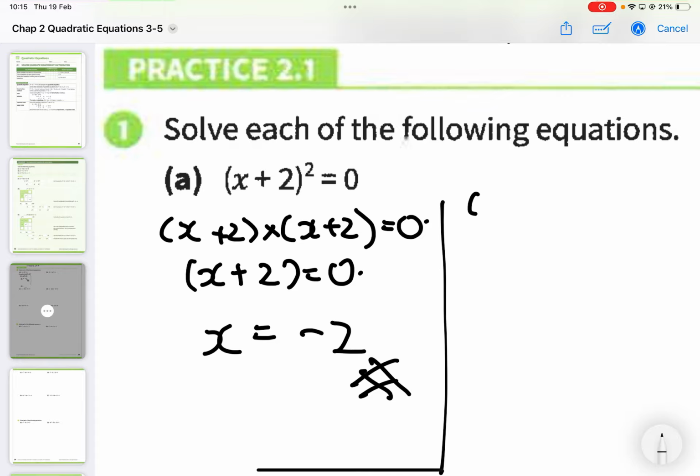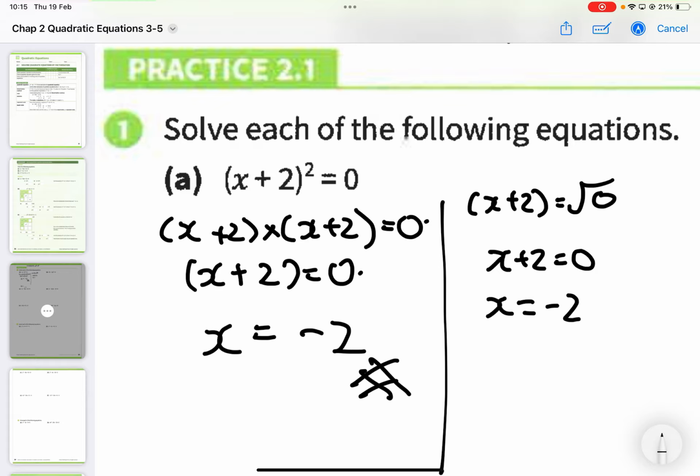So it's like I take square root on both sides. If I take square root on both sides, the square will disappear. Square root of 0 is still 0. So there is only one answer. Follow?